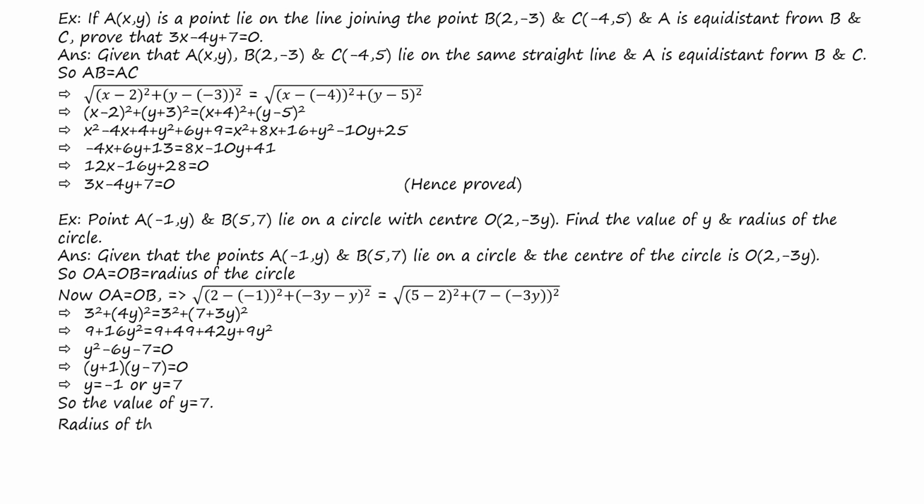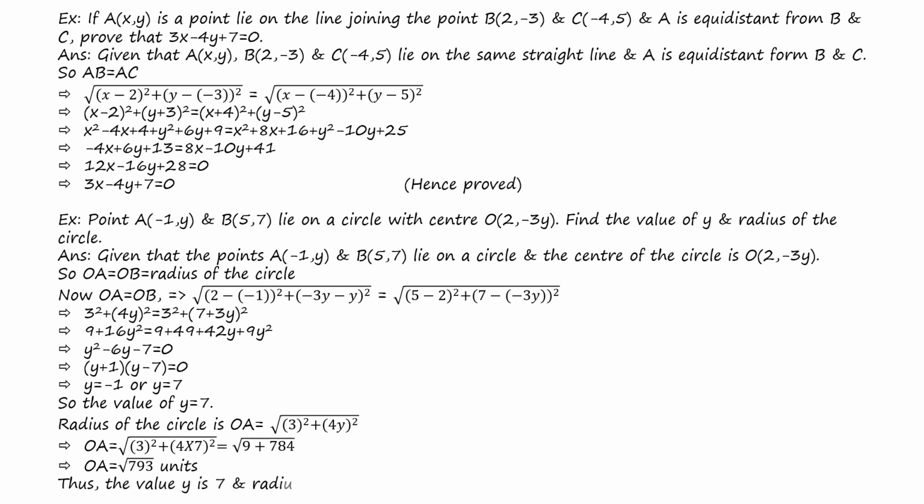Taking y equals 7, we get the radius of the circle OA is nothing but the square root of 3 square plus (4y) square, which is nothing but 3 square plus (4 into 7) whole square, which is nothing but square root of 793 units. Thus the value of y is 7 and the radius of the circle is square root of 793 units is the answer.